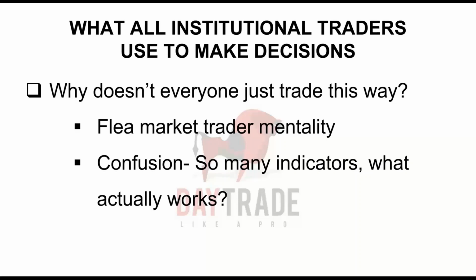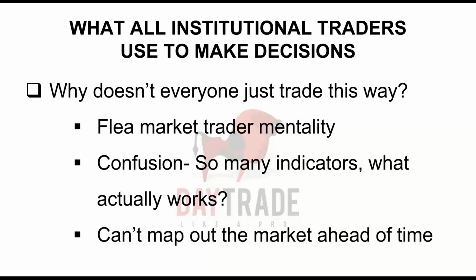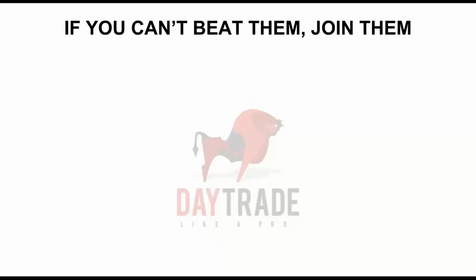People are confused. There are a million and one indicators. Oh my goodness, if you go download Thinkorswim, John Carter has all his stuff in there. I think there's about four million indicators that come standard in Thinkorswim. How in the world are you supposed to figure out what you're supposed to be using? And then people can't map out the market ahead of time. They really don't have the ability to do that. And Justin's going to get into a bit of how he does that here.